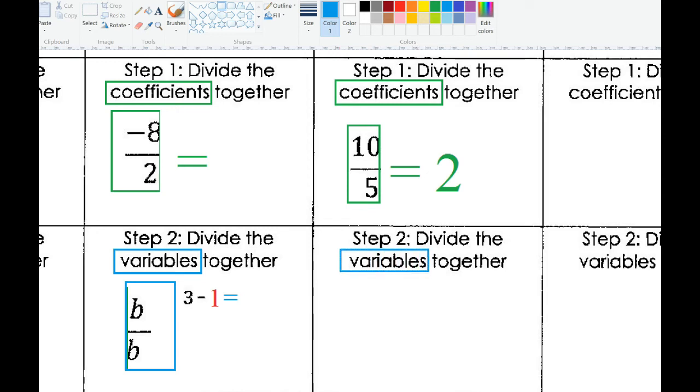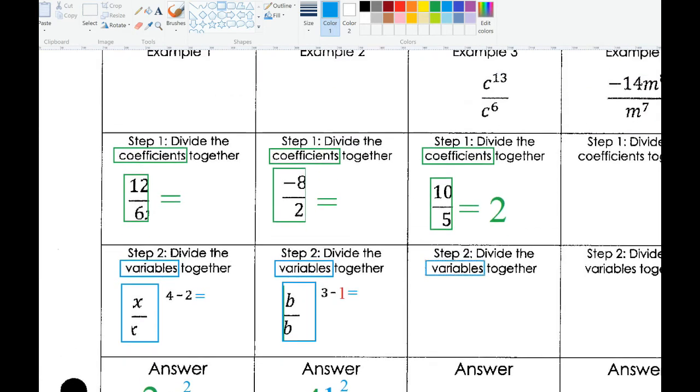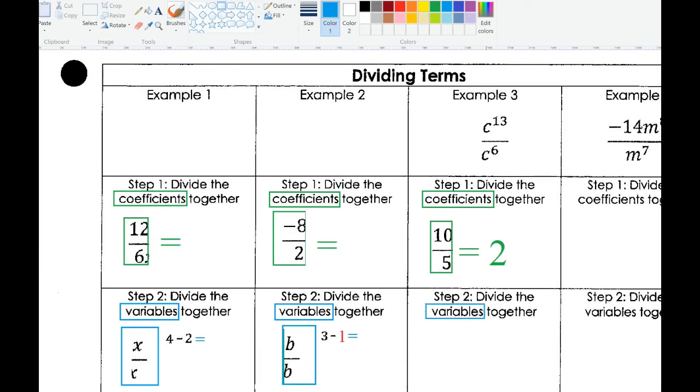Okay, now we find our variables. Where are our variables? Those variables are those letters which could represent any kind of number. That's why it's called a variable.